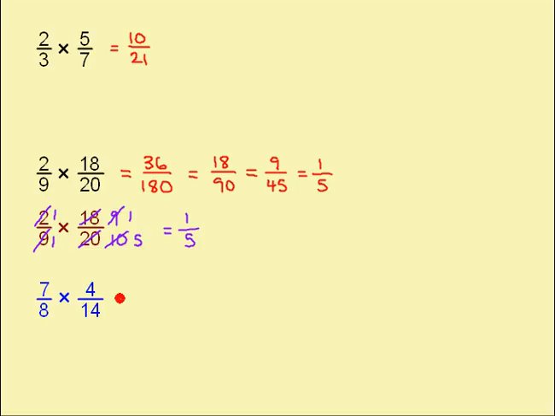When I do this type of question, I always like to use this method, because if you cancel first, you get lower numbers to multiply with. So looking at this one, I can see that 2 goes into 4 twice, and 2 goes into 14 7 times. Looking again, I can see that 7 goes into 7 once, and 7 goes into 7 once. Again, 2 goes into 2 once, and 2 goes into 8 4 times. Now I can multiply: 1 times 1 is 1, and 4 times 1 is 4. So the answer is a quarter. Even if you do this question the other way, you should still get the answer a quarter.